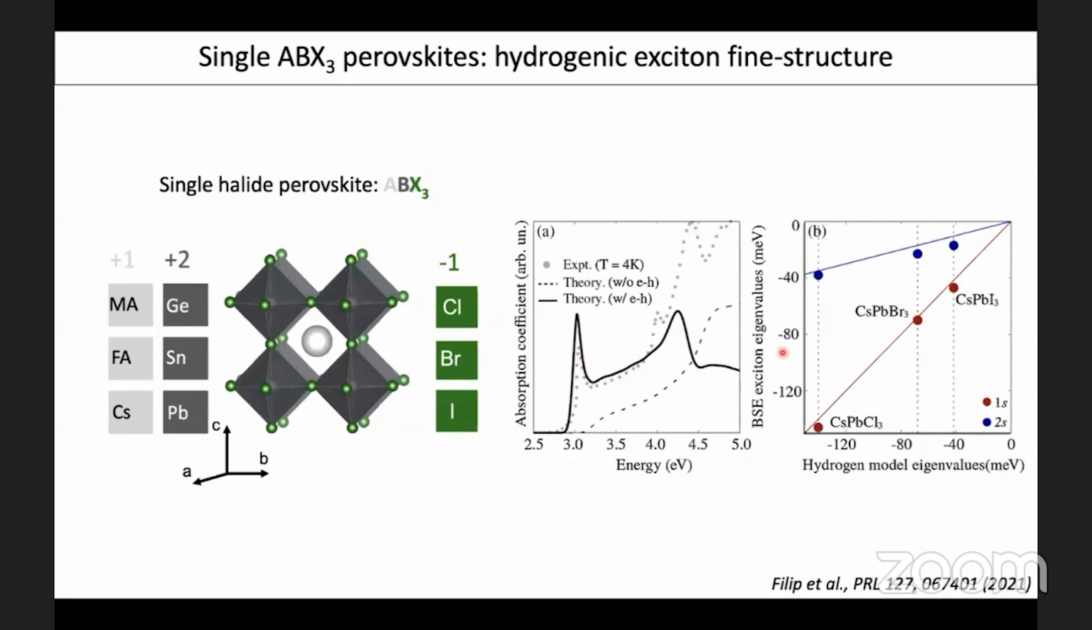And then she also calculated the energy of the 1s and the 2s exciton, both from first principles. So that's what you have on the y-axis here, and compared it with the hydrogen model or the Wannier-Mott model on the x-axis. And you see that for all three of these halide perovskites, there's almost perfect agreement, both for the 1s and the 2s exciton. So the upshot of the story is that single ABX3 perovskites have hydrogenic or Wannier-Mott excitons.